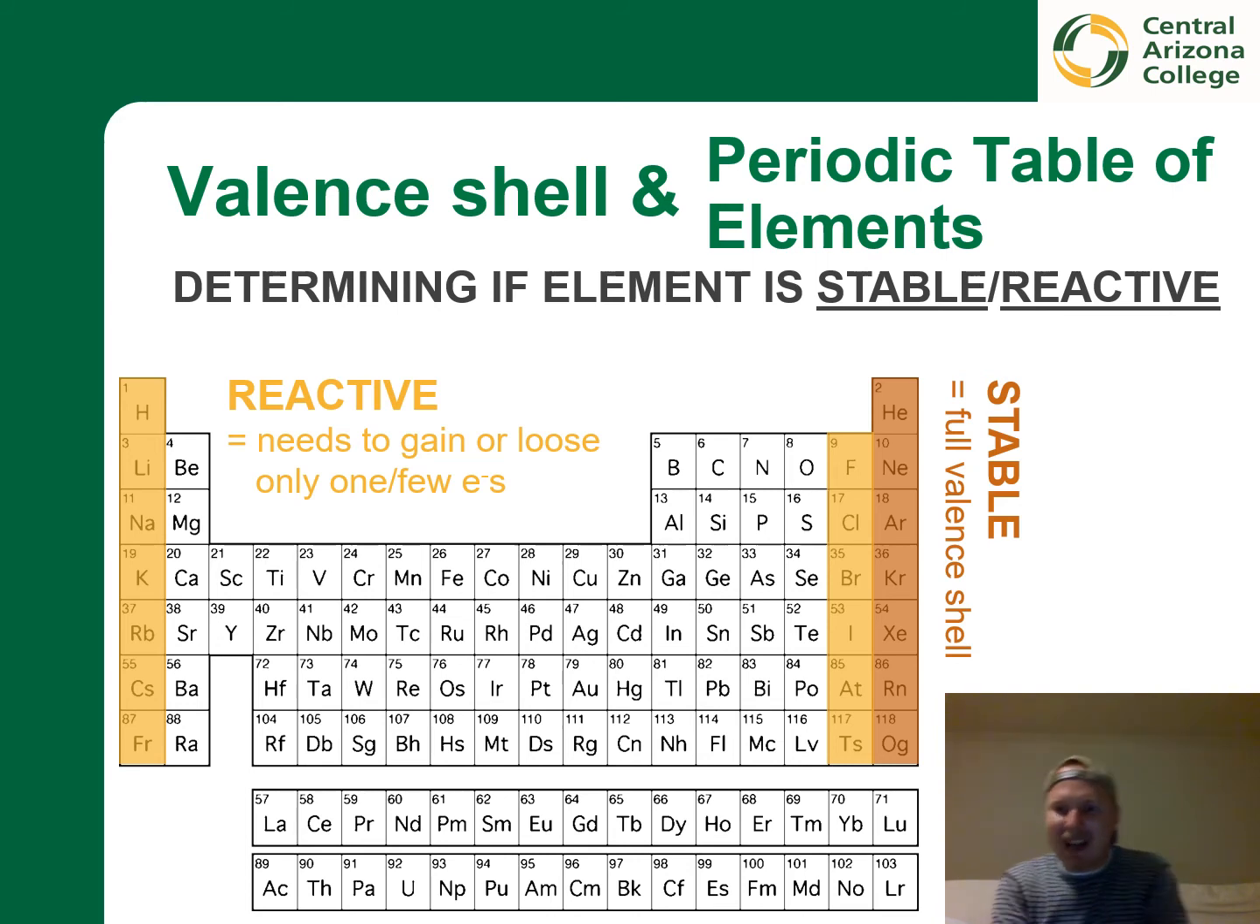And of course, the rest of the elements that we see in the periodic table of elements fall somewhere in between these two cases. So this is how the periodic table of elements works. Does it make more sense now as for why it is laid out the way that it is?